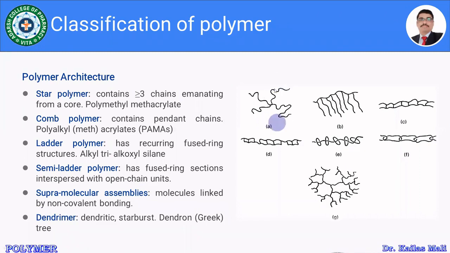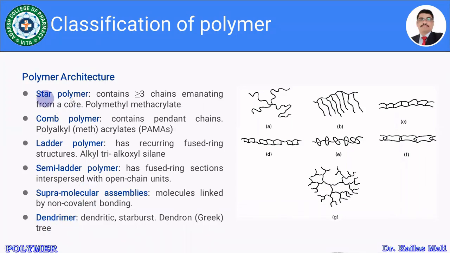So very first one, A, that is a star polymer, B, that is a comb polymer, C, that is a ladder polymer, D, that is the semi-ladder polymer, E and F, these are the supramolecular assemblies, and G is a dendrimer. So according to polymer architecture, it can be classified into the star polymer, comb polymer, ladder polymer, semi-ladder polymer, supramolecular assemblies, and the dendrimer.